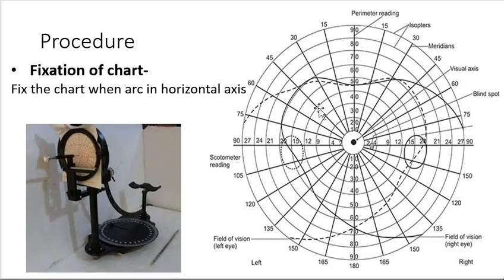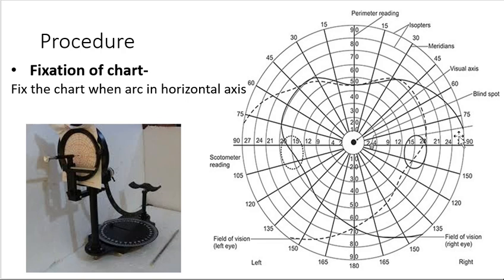Now next is fixation of the chart. How will we fix the chart? Fixation of the chart is done in the horizontal direction. This arc should be in the horizontal direction and in the temporal field. So whichever eye is to be examined, for example the right eye, use the right eye temporal field, and if the left eye is to be examined, the left side temporal field. Once the arc is in the temporal field of that eye in the horizontal direction, then we fix the chart like this. It should be in a 90-degree plane with the arc.